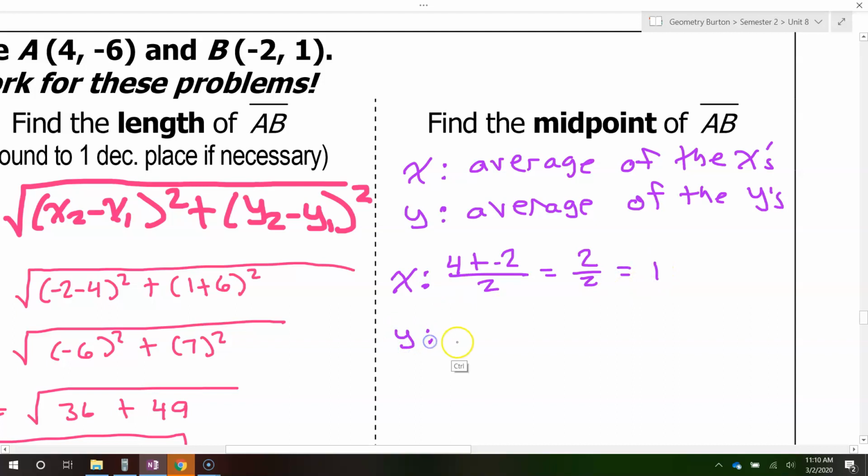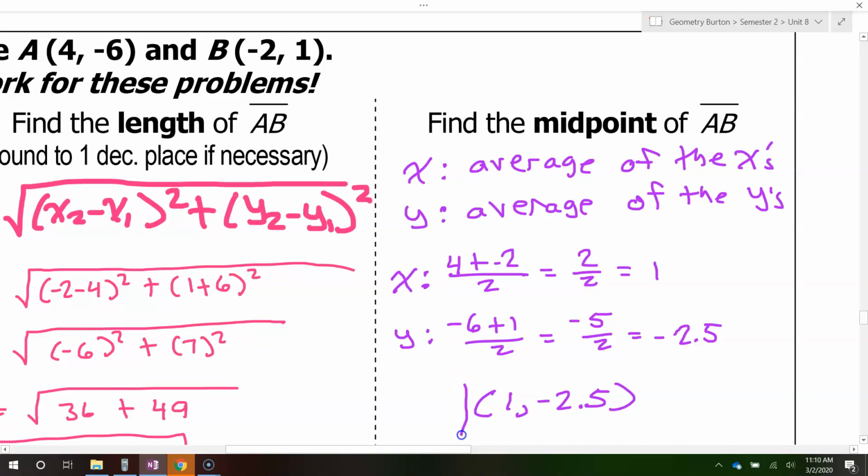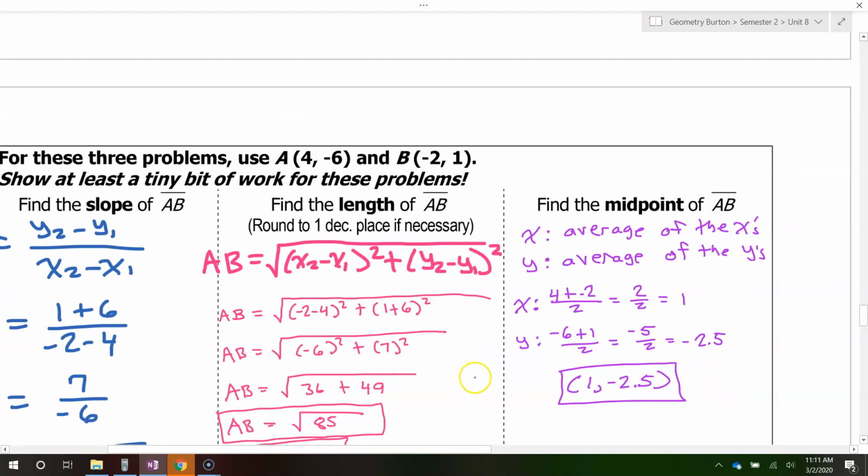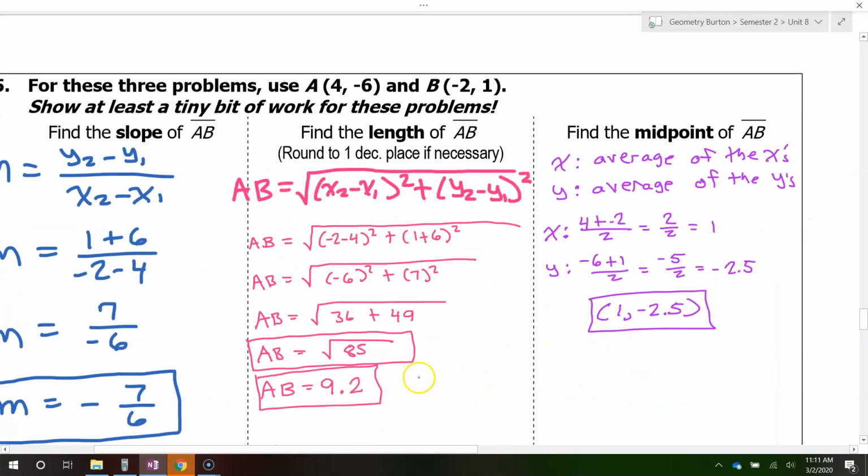Now, the y value of the midpoint will be the average of the y's, so that will be negative 6 plus 1 divided by 2. So that'll be negative 5 divided by 2, which is negative 2.5. That means that the midpoint is going to be 1 comma negative 2.5. All right, so that is how you find the midpoint of a segment.